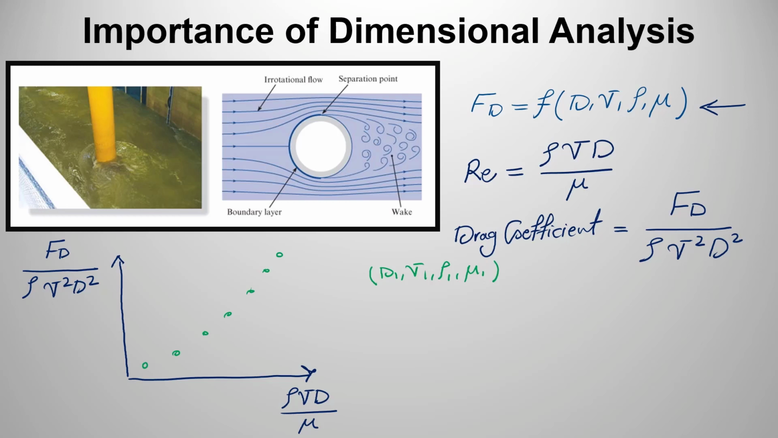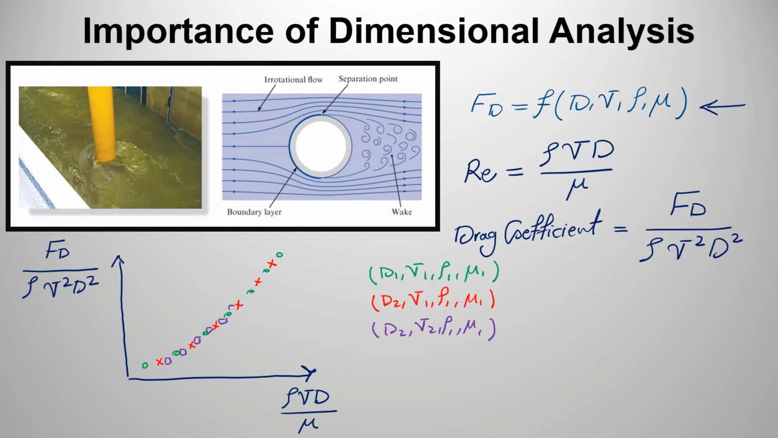Perfect. And then they only changed diameter from half a foot to one foot. So d2, they kept everything else the same. And they ended up getting points like this. Then they said, well, maybe we should change the velocity as well. Then they kept everything else the same and changed the velocity. Changed the velocity only. And then again, they got some points like this.